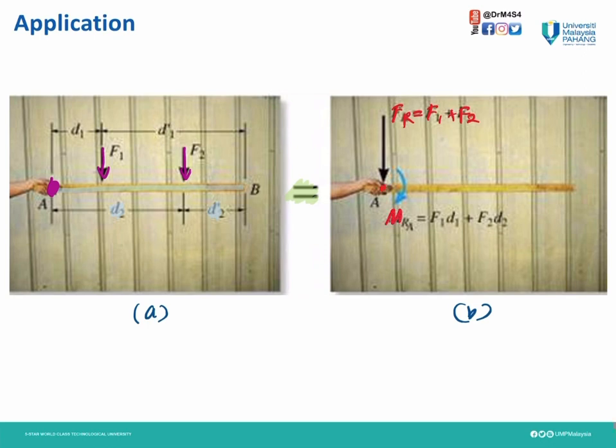Also, we can identify the moment at A. So the resultant moment at A equals F1 times D1. Here is our F1 and this is distance D1, plus F2 times D2. Here is our F2 and the distance to point A is D2. So we simplify: system A equals system B.